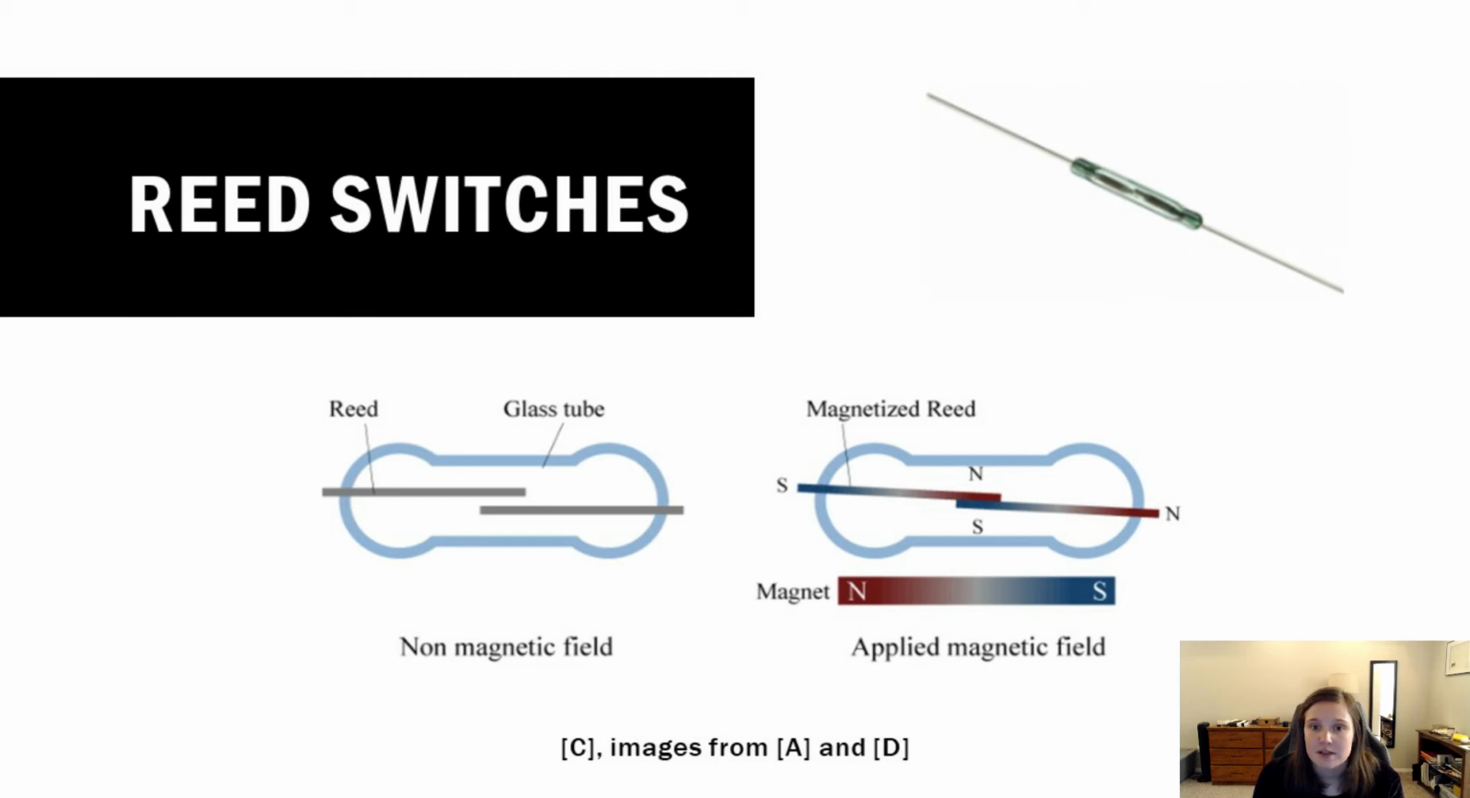Reed switches operate based on an external magnetic field. When an external magnetic field is present, the reeds become magnetized. The internal portion of the reeds are attracted together to create an electrical connection. Keep in mind that this is a switch with only an on and off position.